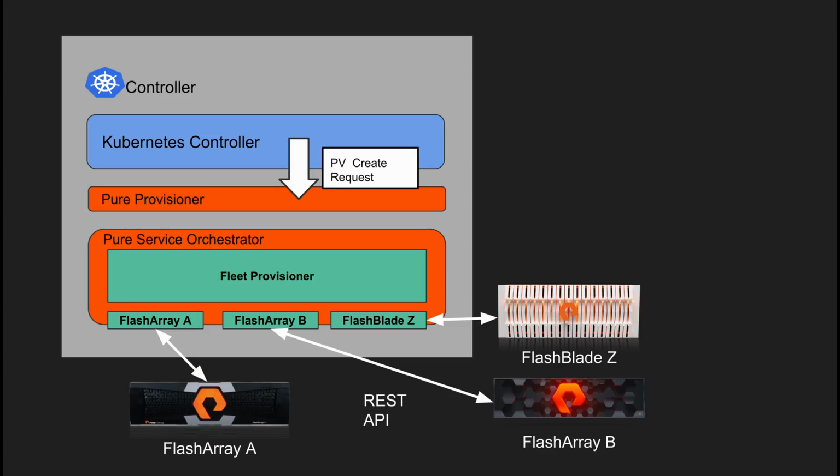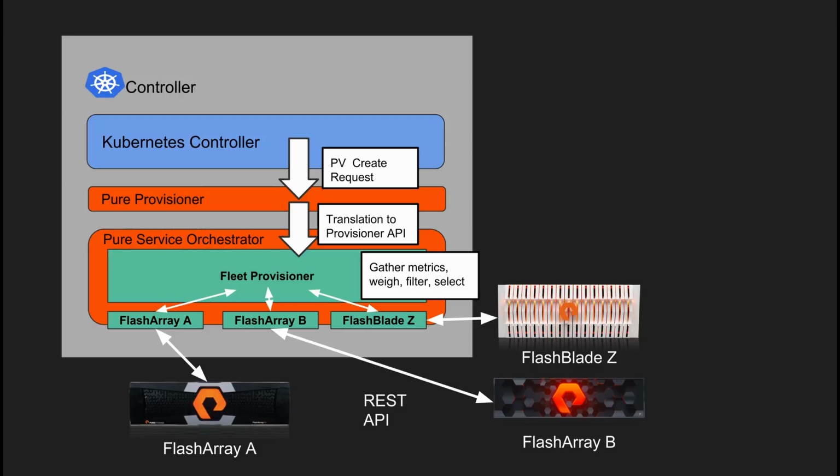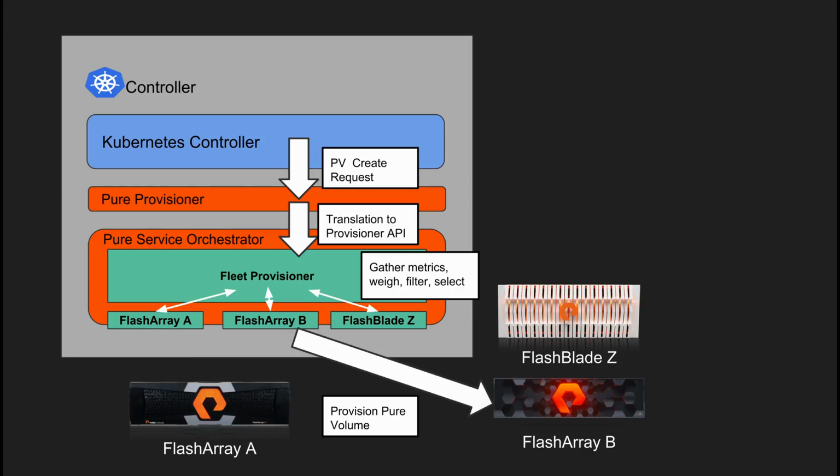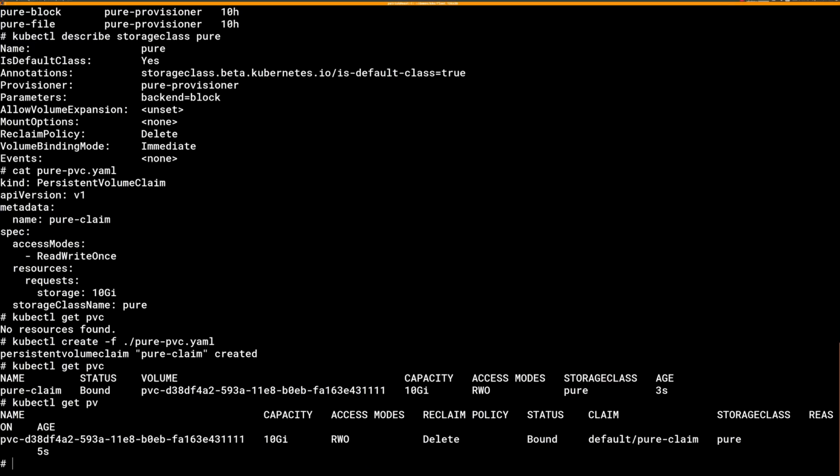So if a PV request comes in from the controller, it goes to the provisioner, and it's translated to the provisioner's API. From there, in this fleet provisioning layer, it gathers metrics: performance, capacity, health, anything you can think of as far as stuff we can pull from the array, as well as any filtering based on user-defined labels or labels that the array creates on its own. And then the last step, once it decides, it's going to go and put it on a flash array, which is cool, right?